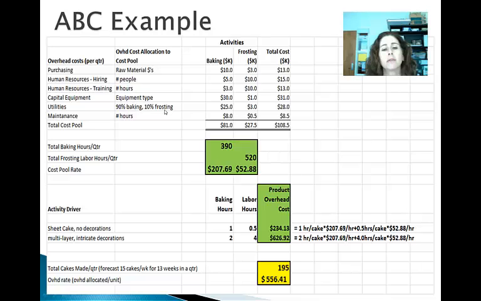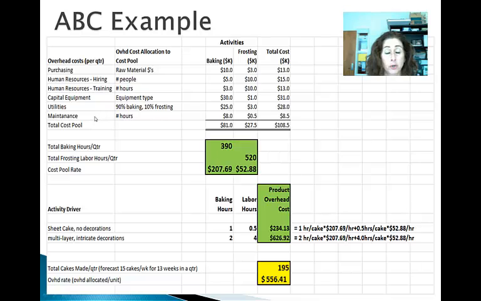And then I have utilities, and we've done analysis of utilities, and it seems that the ovens are the biggest consumer of our utilities, heating them up, cooling them down, making sure we have air conditioning in the bakery so that the people have a comfortable environment to work in, etc. So the vast majority of utility costs are going to go to baking, with just a small portion going to frosting, meaning that frosting uses less of the utilities than baking does.